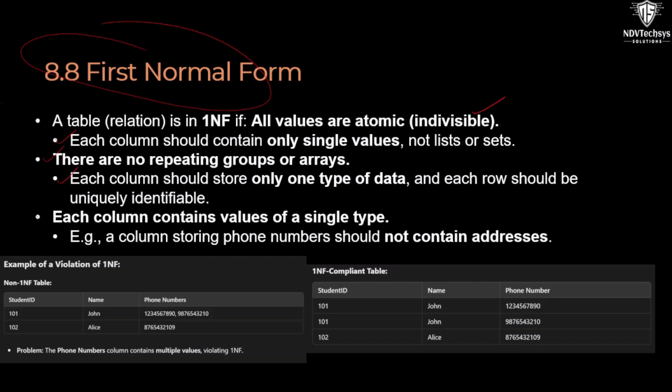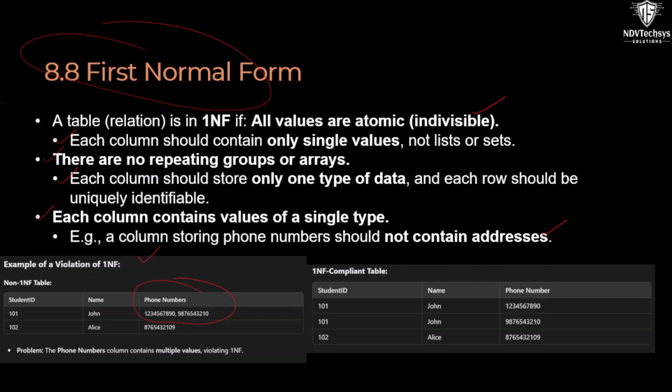And this is the last condition. Each column contains values of a single type. For example, a column storing phone numbers should not contain addresses. Now let's analyze this with an example. There are two tables here. The problem with the first table is the phone numbers column contains multiple values in a single cell. This violates first normal form as values must be atomic or single valued.